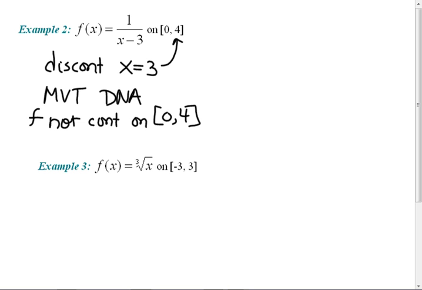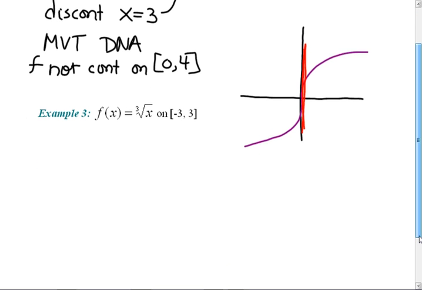Well, is it continuous? Now, I know what the cube root looks like. Do you guys know what it looks like? It looks like this. There's a problem there. Where's the problem? You have a vertical tangent there, undefined. But let's prove it algebraically.